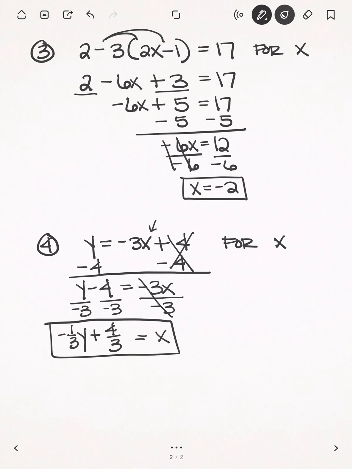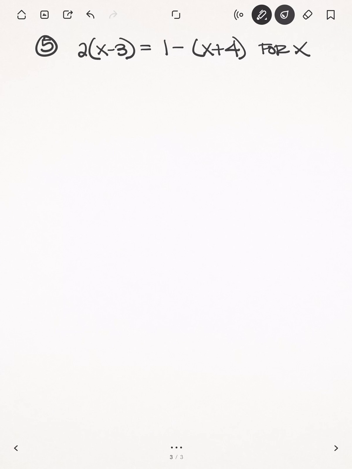Okay, next page. Try this equation, number 5. If you have 2 times parentheses x minus 3 is equal to 1 minus parentheses x plus 4. And we want to solve this for x. Okay, pause the video and give that one a shot. See if you can find what x equals. Notice there's only one variable, so you'll be able to get x equals a number. Pause the video.